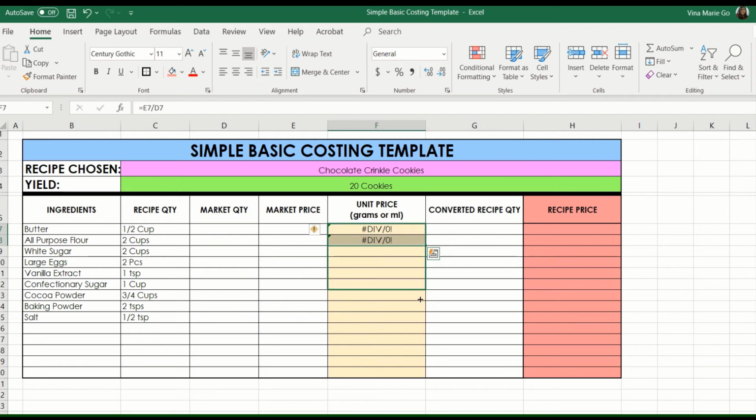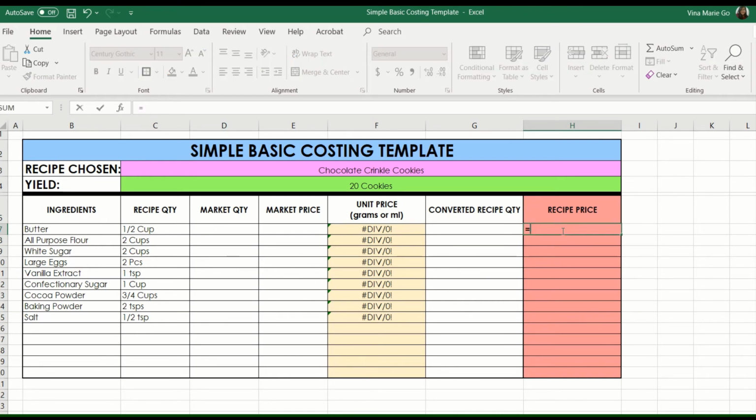Okay, after you input the formula, just drag it down and all the cells will have the same formula. I am clicking the cell and then putting a multiplication sign, that is an asterisk, and then multiplying it with the converted recipe quantity. You just put an equal sign, select the cell, and input the formula.